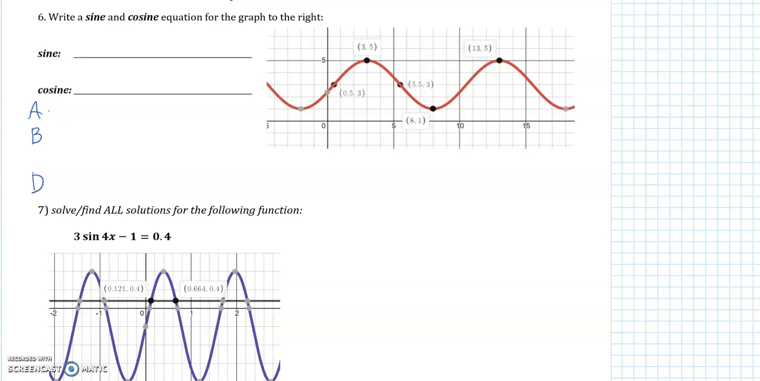So in terms of this, max is 5. That's the maximum y value. Minimum is 1. So A is max minus min over 2. A will be 2. D is max plus min divided by 2. Three.